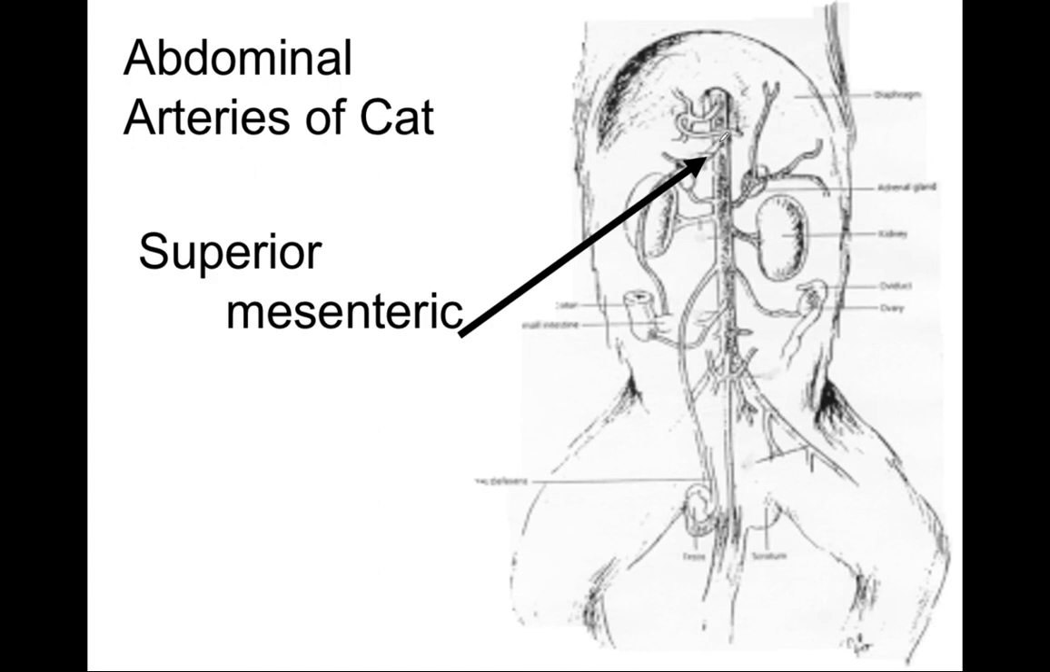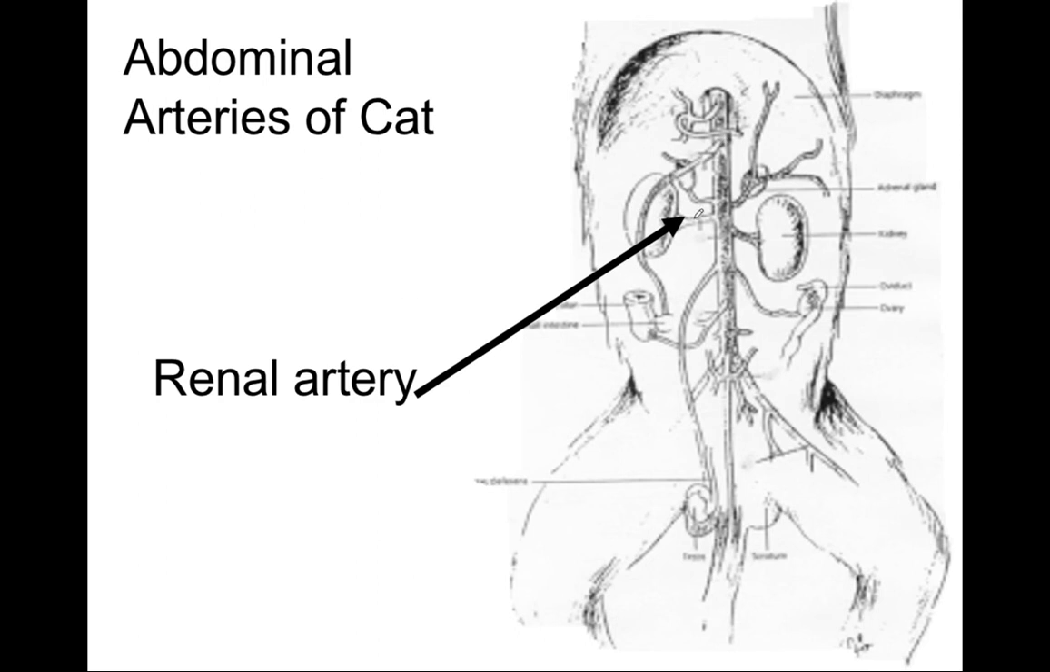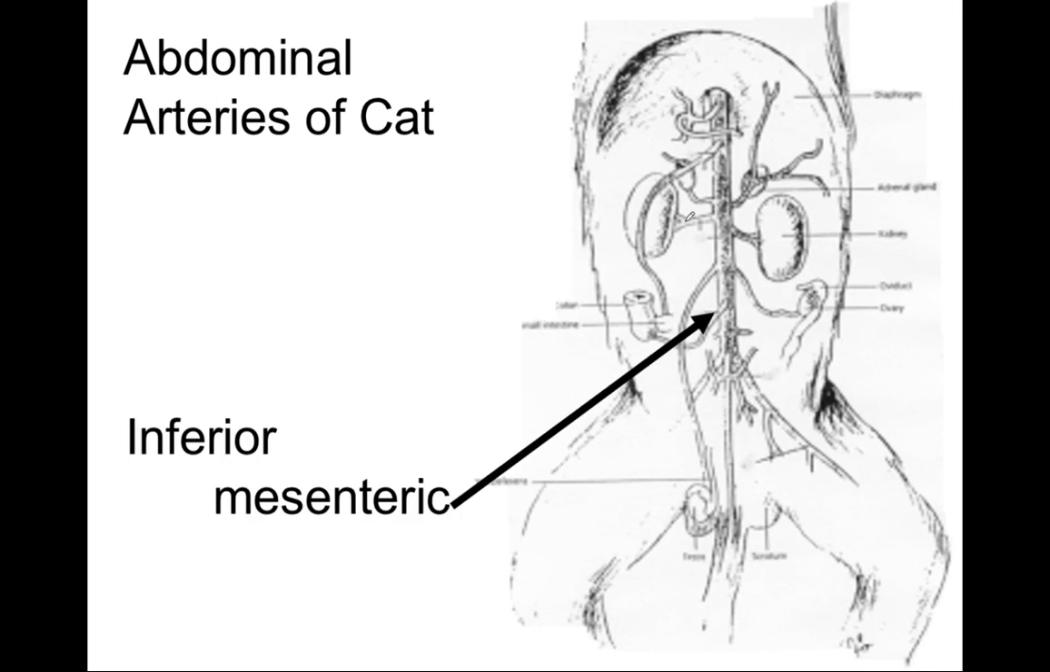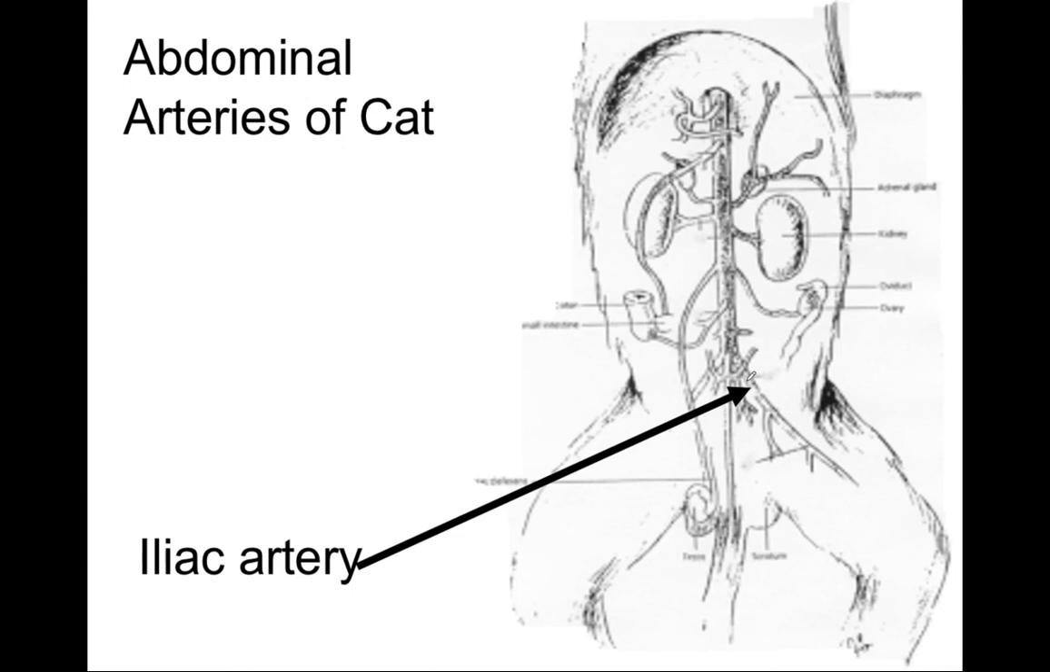Just below this, we'll have our superior mesenteric artery, which will course out through our mesenteries, and I'll describe mesenteries very shortly. Just below the superior mesenteric artery, we'll have our 2 renal arteries, the right and left renal arteries that will course out to each kidney. Below these, we'll have our inferior mesenteric artery, and then below this one, we'll have our 2 iliac arteries that are formed from the bifurcation of the aorta.